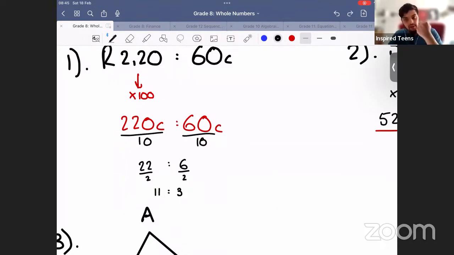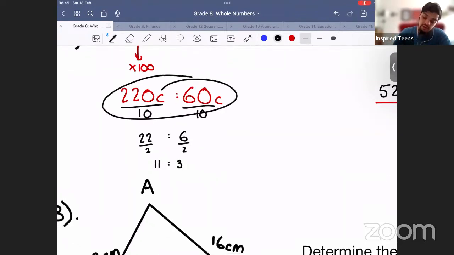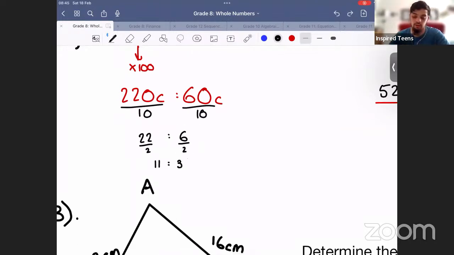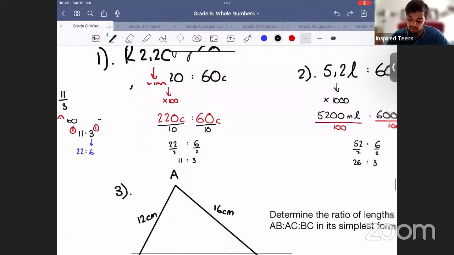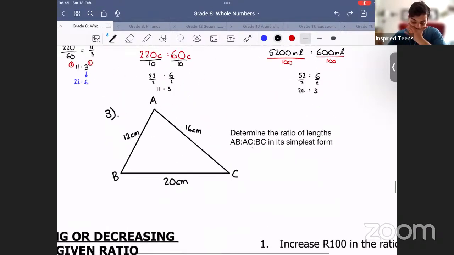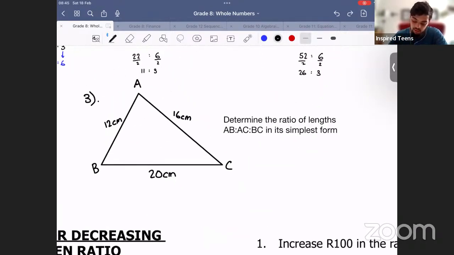And now we need to simplify it. So we need to divide both by the same value to continually simplify it. Then I divided by 10 first, then I could divide it by 2 again until I eventually got my simplest ratio, which is 11:3. Okay, you guys can do this one by yourself.